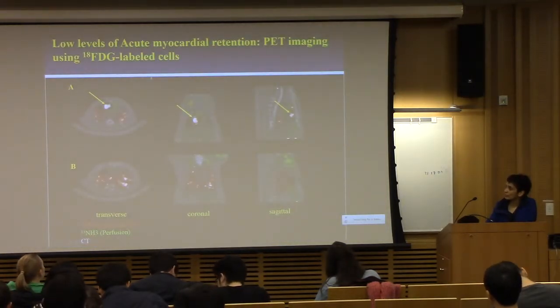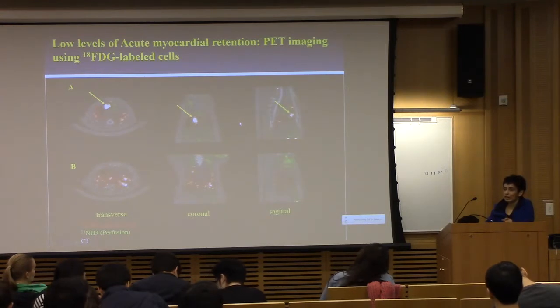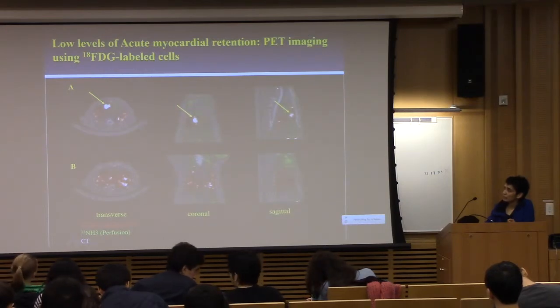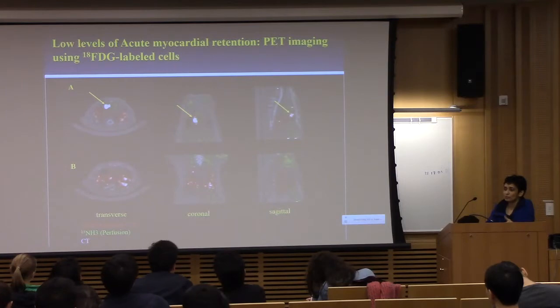So that's an interesting result that we had: when we injected cells into the heart, so we opened the chest and injected the cells directly into the heart muscle, and we labeled the cells with FDG, which is a radionuclide, we were surprised to see that when we injected cells into the heart where you would expect them to stay, the majority of them actually went into the lungs.